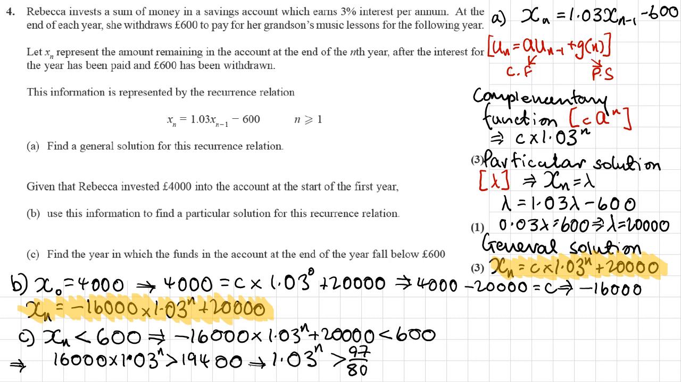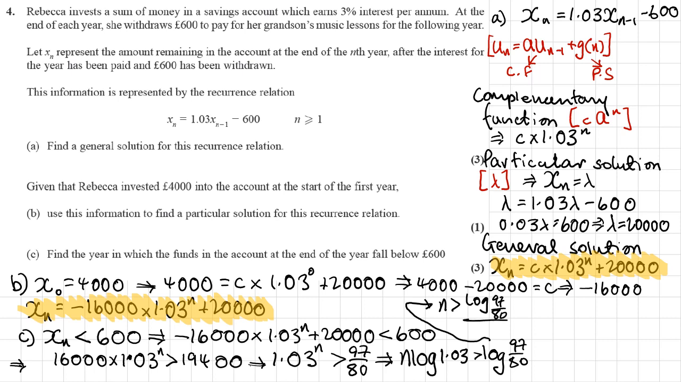Now we'll take the log of both sides. When we do the log of both sides, we'll bring the n to the front, so it'll be n log 1.03 is greater than log 97 over 80. Let's carry on the working up here because I want a bit more space. So n is going to be greater than the log of 97 over 80 divided by log 1.03. Let's see what that gives us for n.